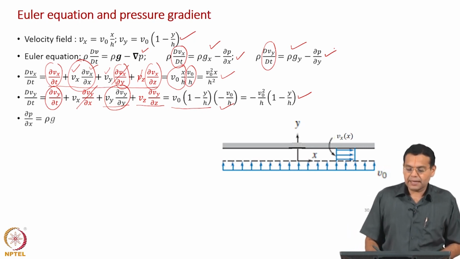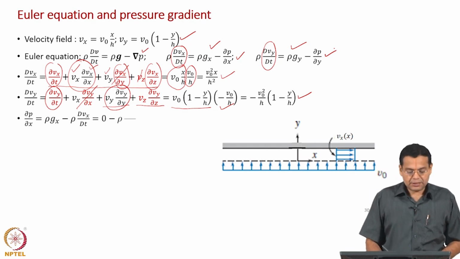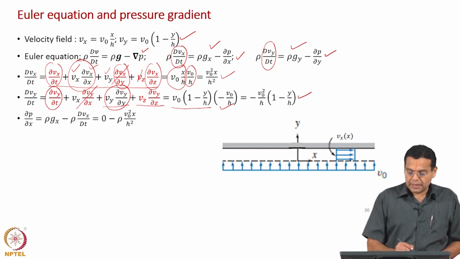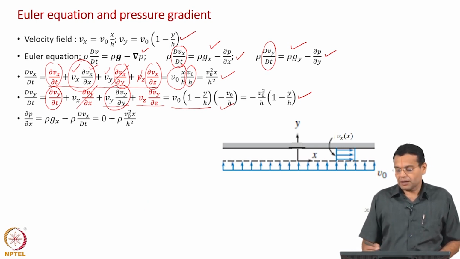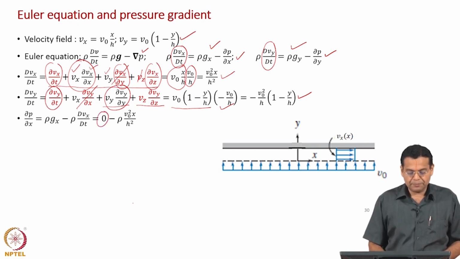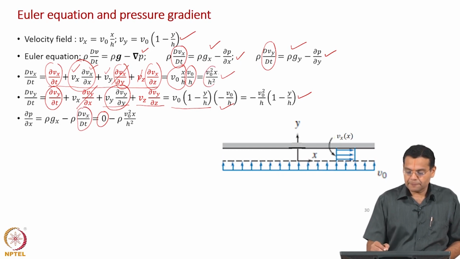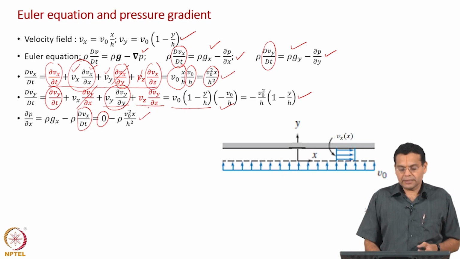While writing, we will bring the pressure gradient term to the left hand side, because we are interested in finding out the pressure gradient, and so dou p by dou x is equal to rho g x minus rho dvx by dt, and we are considering gravity along the y direction. So, g x is 0, so this term is 0, and we will substitute dvx by dt which we have evaluated here, and so we get minus rho V naught squared x by h squared.